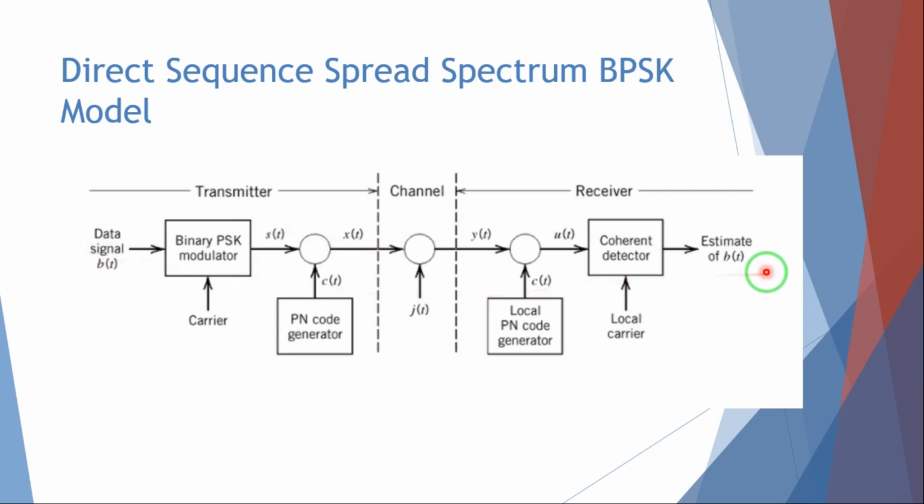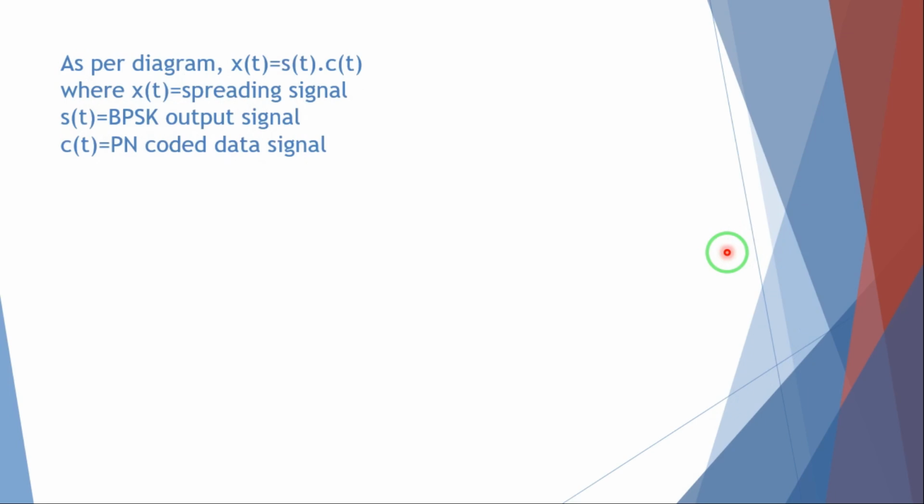If a threshold is set for logic 1 and logic 0, and the incoming bit is above the threshold, it is declared as logic 1. Otherwise, it is declared as logic 0. As per the diagram, x of t is s of t into c of t. What is x of t? It is the spreading signal. S of t is your BPSK output signal. And what is c of t? It is the PN coded data signal.